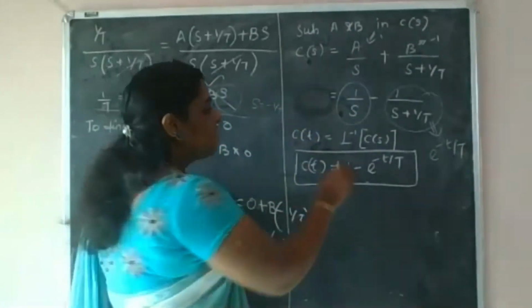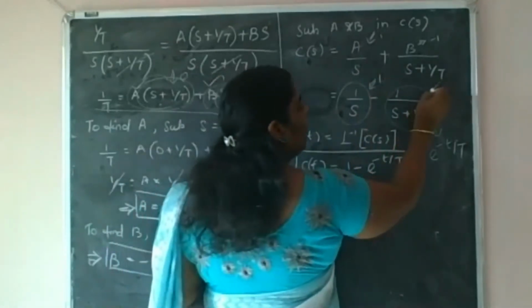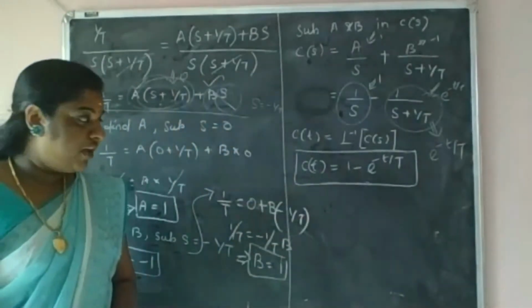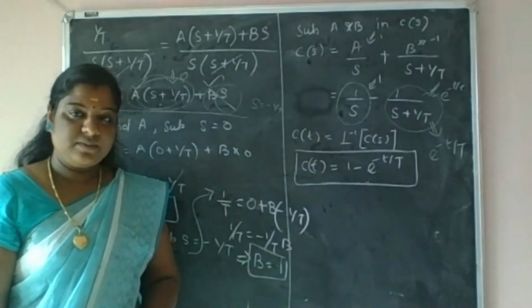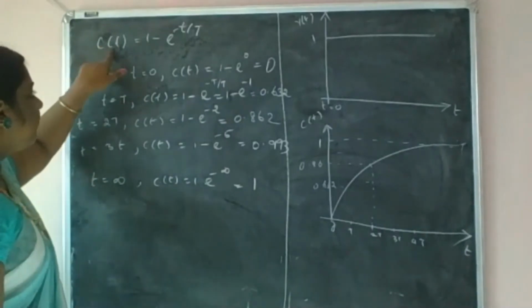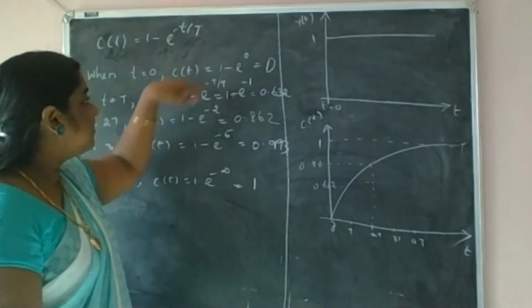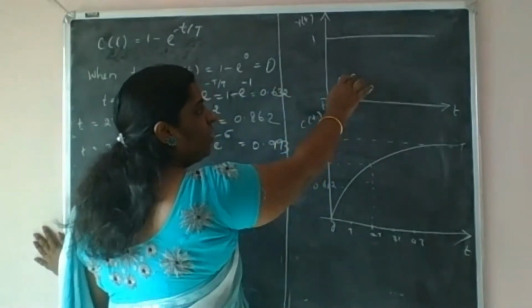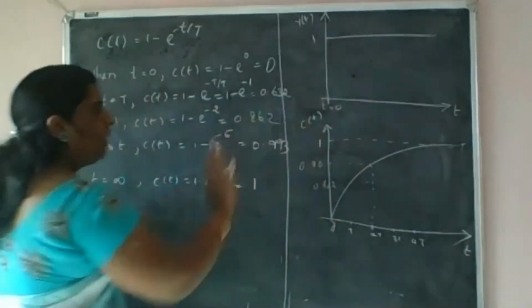By taking the inverse Laplace transform, this value turns to 1 and this value turns to e power minus t by T. So we will be getting the value of C of t is equal to 1 minus e power minus t divided by T. Now let us see the response of this first order system, right? Finally we got C of t is equal to 1 minus e power minus t divided by T. So this is our unit step response. This is our input unit step, and the response will be like this.